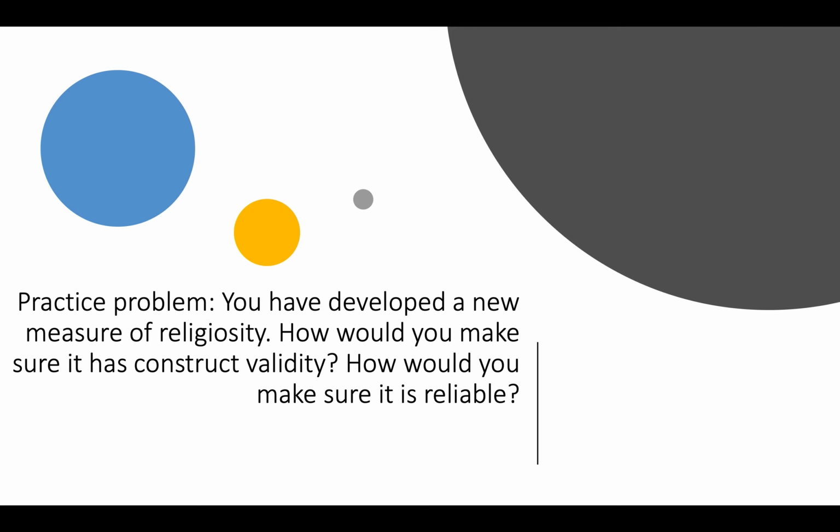We'd want to see if our measure of religiosity correlates strongly with already existing measures of religiosity. And we'd also want to do the opposite, right? We'd want to make sure that it has divergent construct validity. We'd want to see that it does not correlate or weakly correlates with measures of, say, agnosticism, right? And for reliability, we could do something like test retest, alternate form, split half, or even inter-rater if it was an open-ended questionnaire.